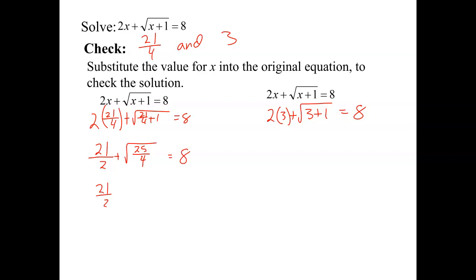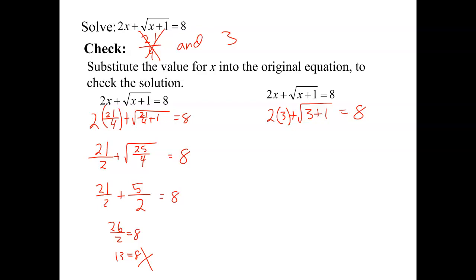What's the square root of 25 over 4? 5 over 2. What's 21 over 2 plus 5 over 2? 26 over 2. What's 26 divided by 2? 13. Does 13 equal 8? No. So, 21 over 4 is extraneous. It's not a solution.